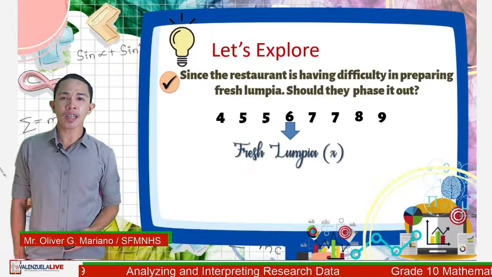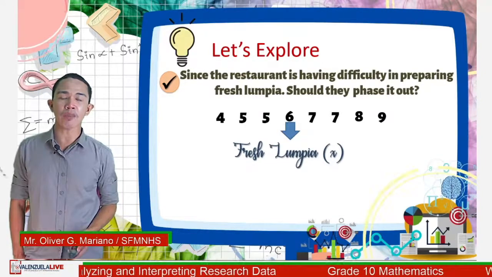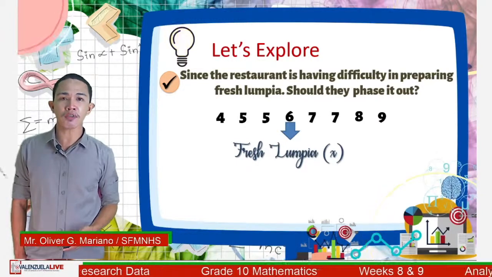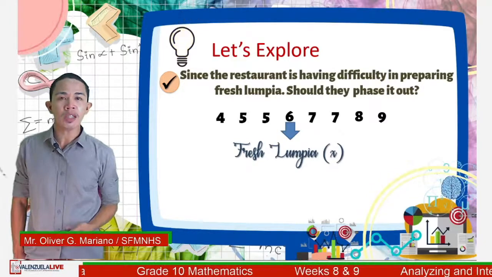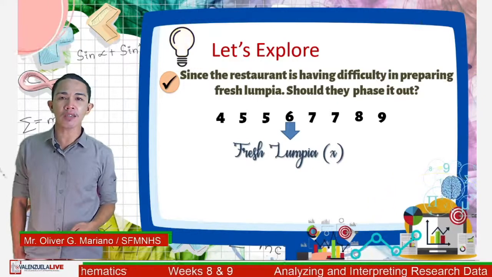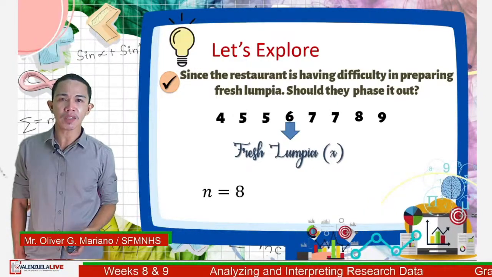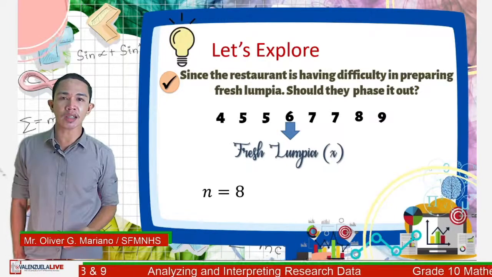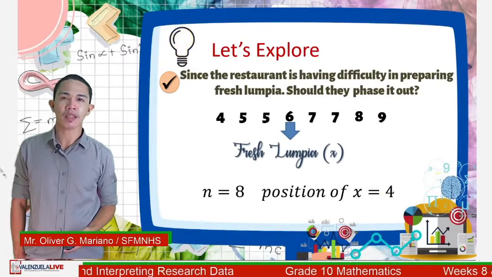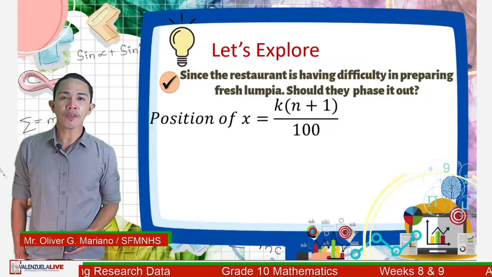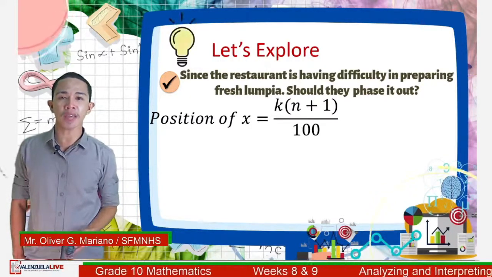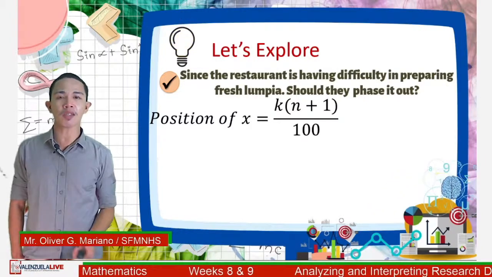Here, we can say that the fourth item or value in this ordered or ranked data set refers to fresh lumpia. And let's assume that its percentile rank corresponds to X. Clearly, we have 8 as the total number of observations, and the position of X is 4. To solve for the value of K in this equation, we have the position of X is equal to K times quantity n plus 1 all over 100.